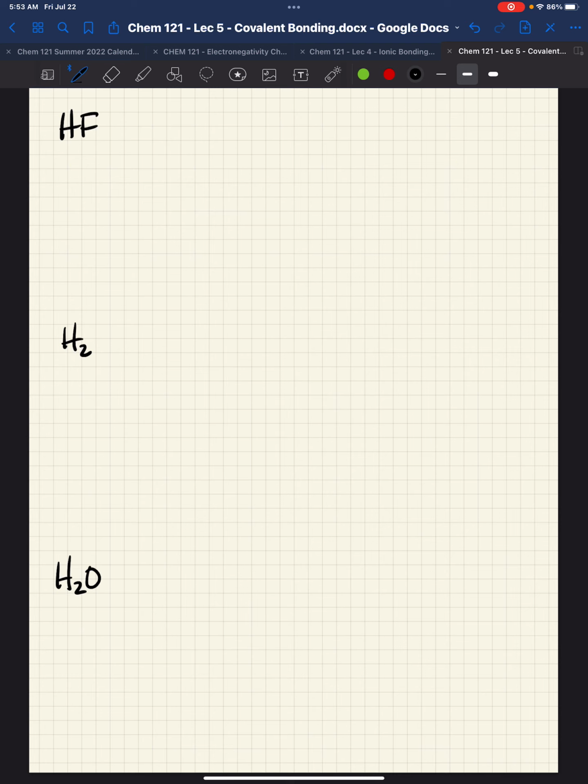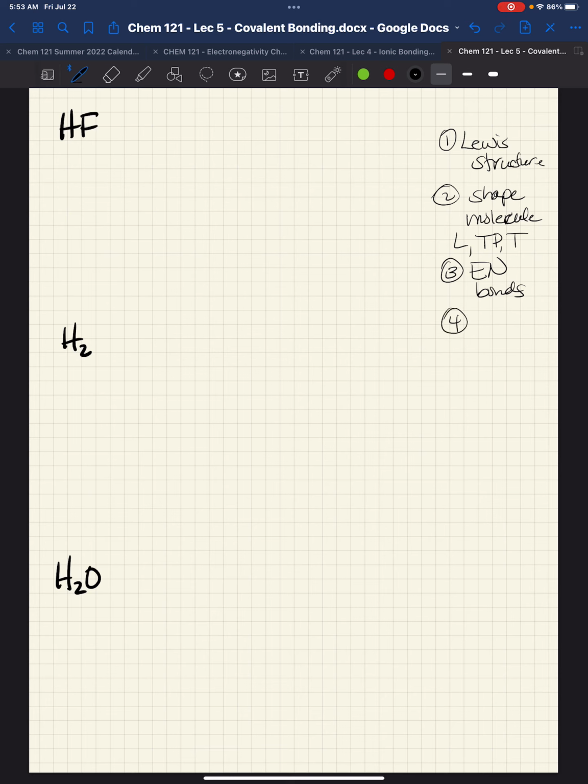So basically, it's going to boil down to this. We're going to have this set of rules over and over again. We're going to do the Lewis structure. Then we're going to go into the shape of the molecule: linear, trigonal planar, tetrahedral, and then the subsets of that. Then you're going to talk about electronegativity and the bonds. And the fourth thing you have to think about is the symmetry and how all that plays together. That's how this is going to go.